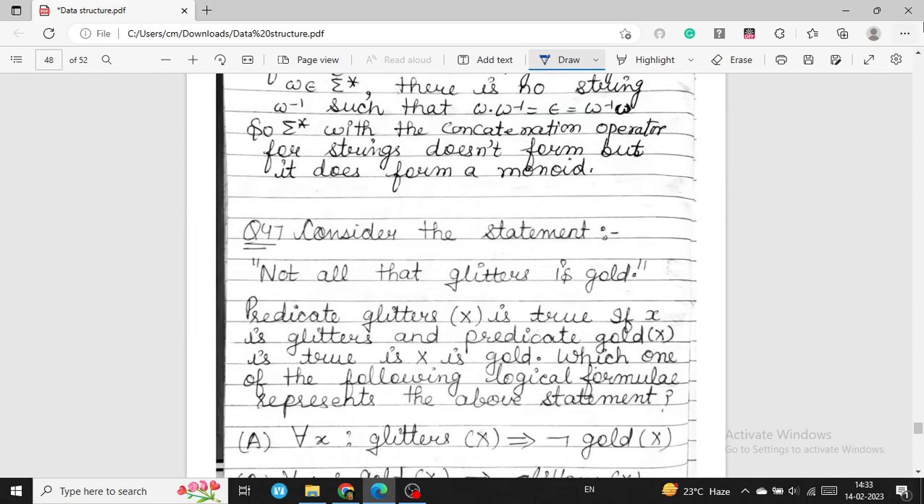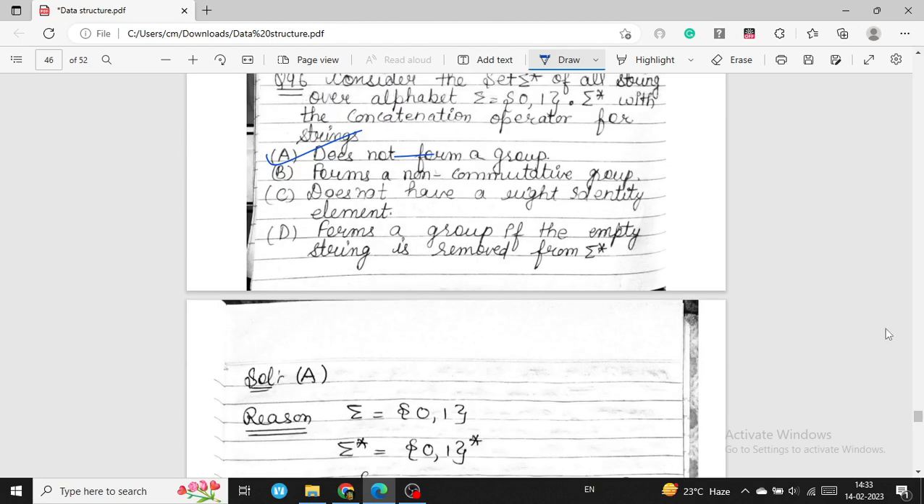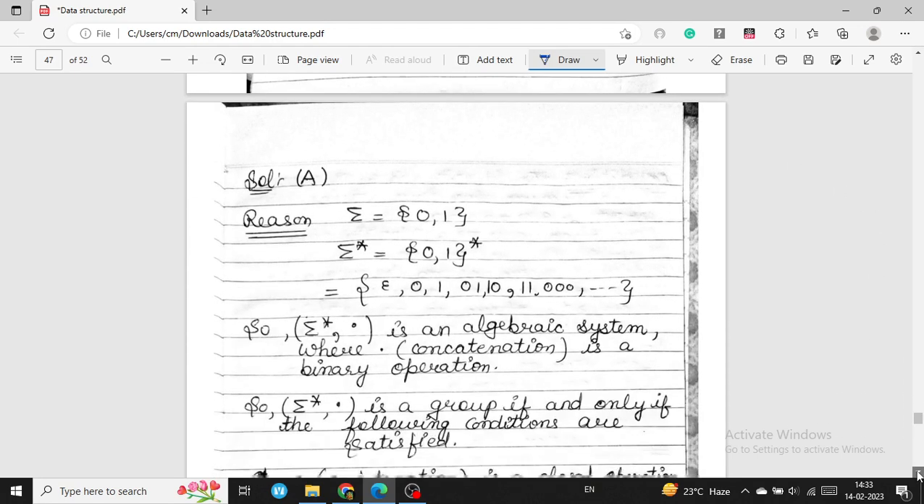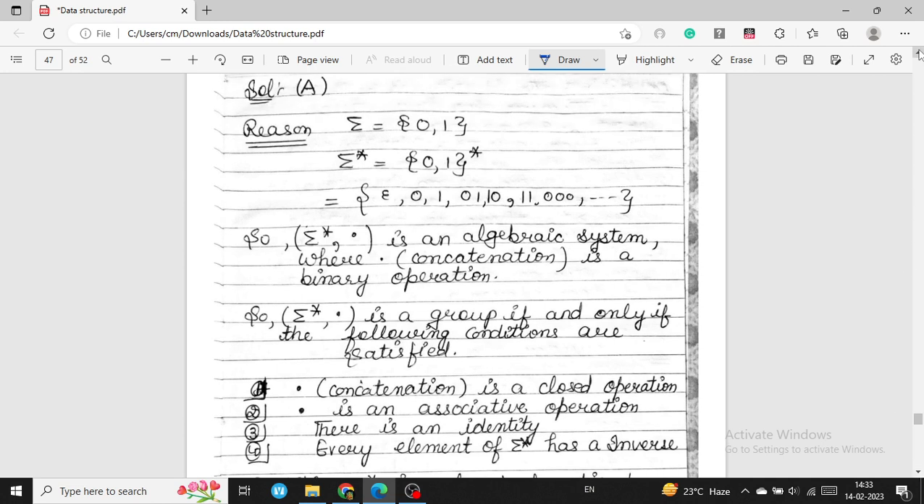How? You can see here, we have been given sigma is equal to 0, 1. If we take Kleene star, 0 1 star, that means epsilon, 0, 1, 01, 10, 11, 00, anything. So Kleene star with the concatenation symbol is an algebraic system where dot is used for concatenation as a binary operation.